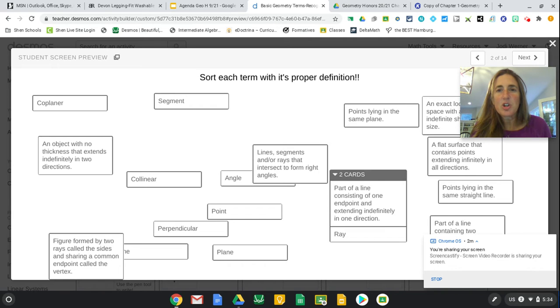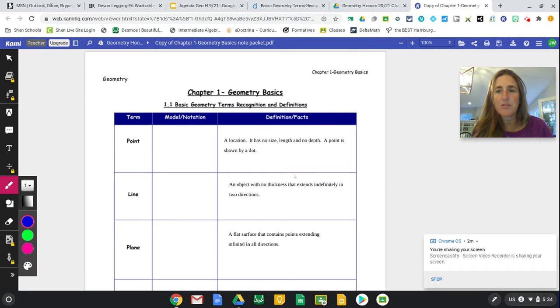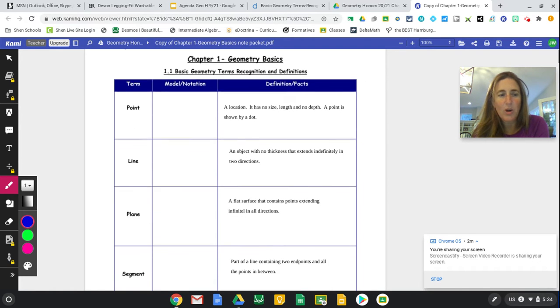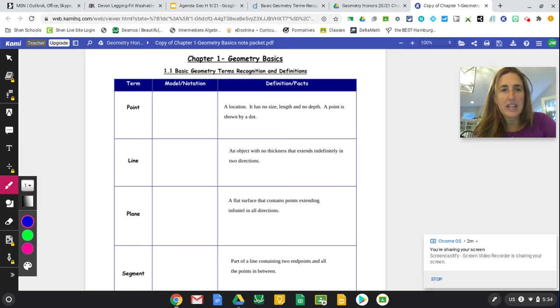Okay, so then you're going to take your note sheet and copy your definitions down into your note sheet after you've checked that they're right, of course. And so, for example, you'd write them in there. You can either type them or write them on your actual note packet.